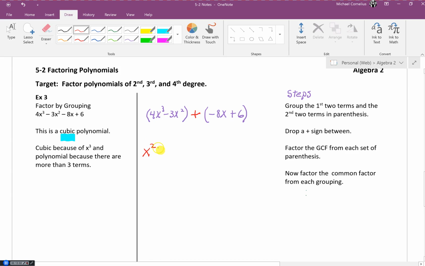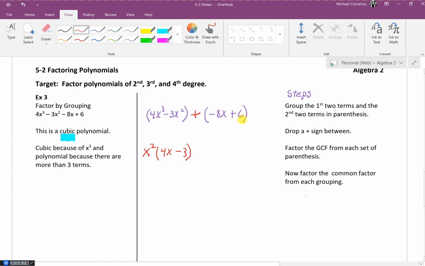Now, if you remember, to find out what's left, all we have to do is divide each of these terms by x squared. Well, 4x cubed divided by x squared is 4x. 3x squared divided by x squared is 3. There's your first one. Go to the second one.